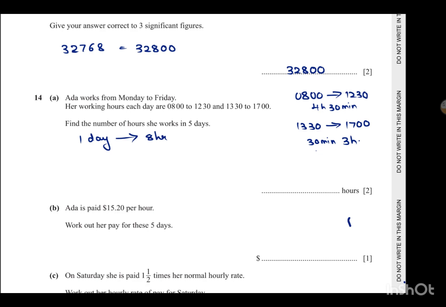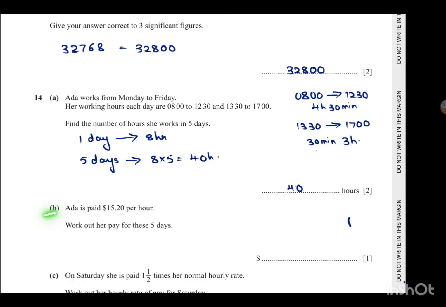Now one day she is working for 8 hours. So 5 days, how many hours will she work for? She will work for 8 multiplied by 5, that is 40 hours. So that is the answer.